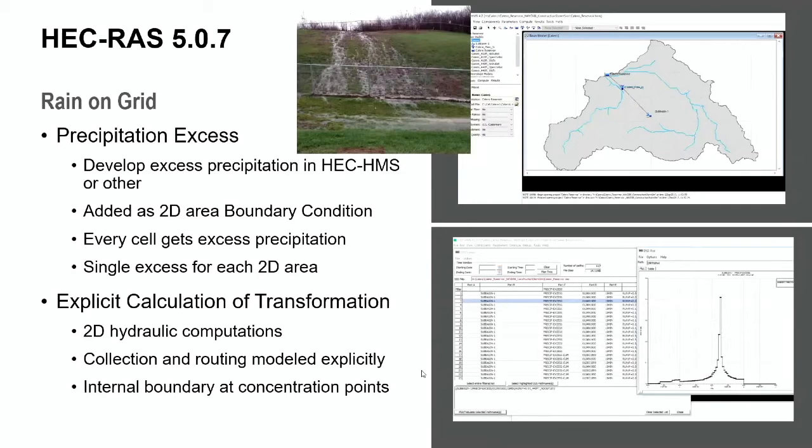It's added as a 2D boundary condition, and then you literally put that excess on every grid cell in the model. The limitation is that there is only a single excess for each 2D area. You don't have variable precipitation. But the advantage is that you are explicitly calculating that transform. So you're taking that excess rainfall, you're hydraulically routing it through the system, and you are collecting it in the channels based on the topography and the roughness and moving it through the system explicitly. There's no simplification of parameters or assumption of flows. It's an explicit calculation.